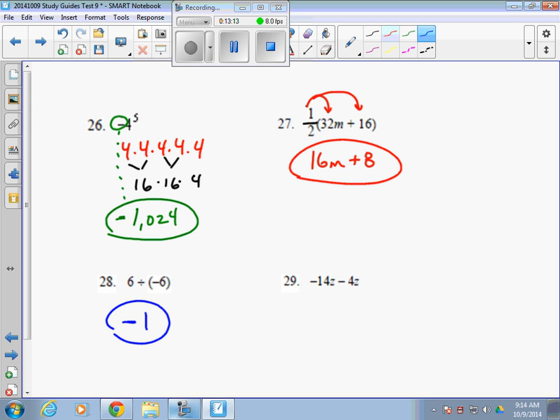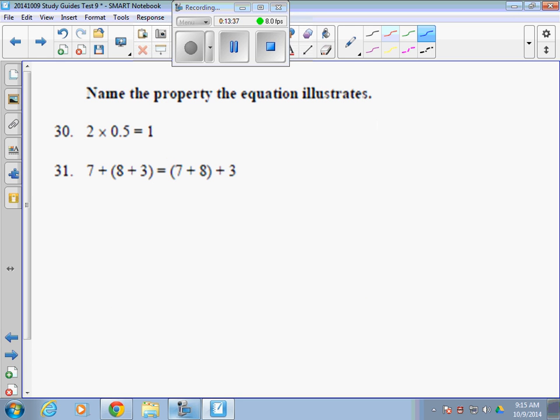Number 29 says negative 14z minus 14z, minus 4z. Same signs, add up the absolute values. 14 plus 4 is 18z. And keep the common sign, which is negative. It's not like number 28, where when you multiply numbers, the opposite signs are going to be negative. When they're the same like this, you keep the common sign.